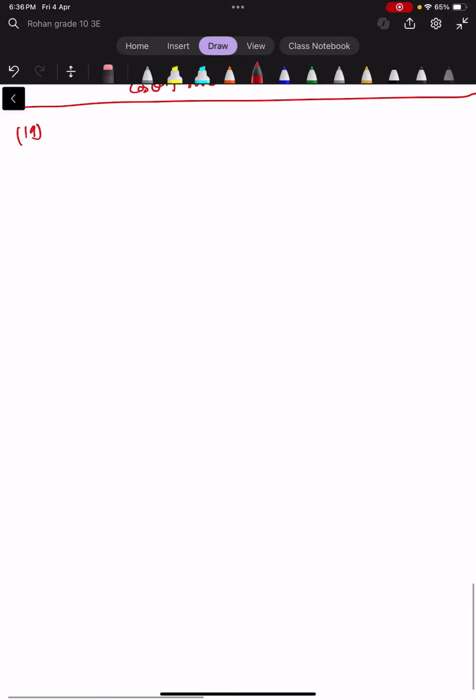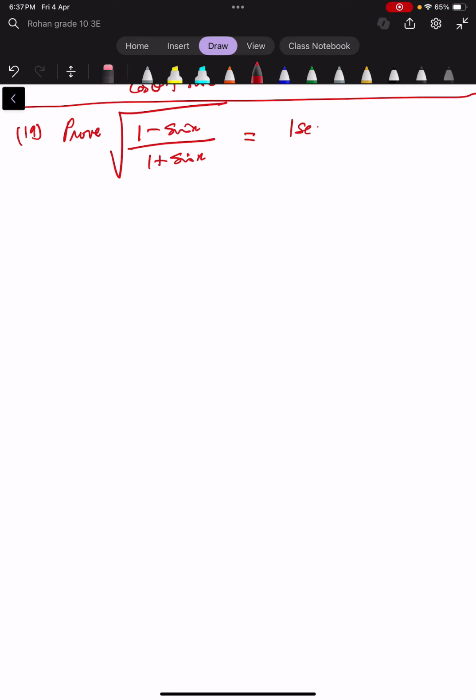Question 19. Prove that the square root of 1 minus sin x upon 1 plus sin x is equal to sec x minus tan x in absolute value. This is interesting because it's not 1 minus sine squared x. This is a slightly tough sum, but you should know the method.